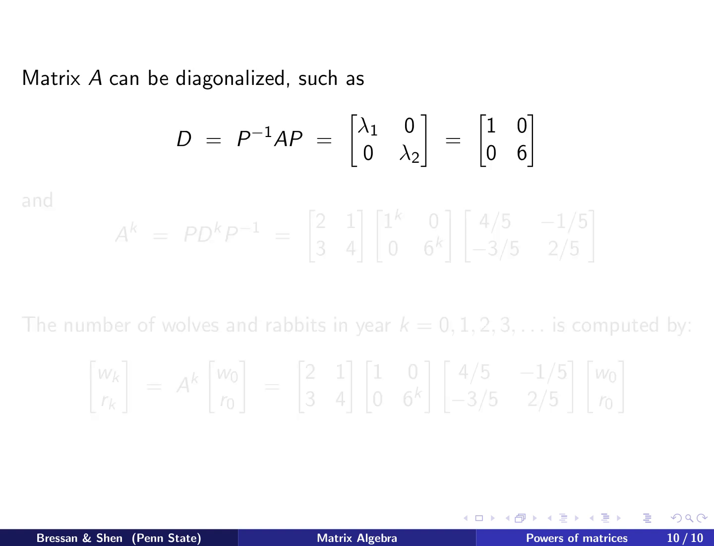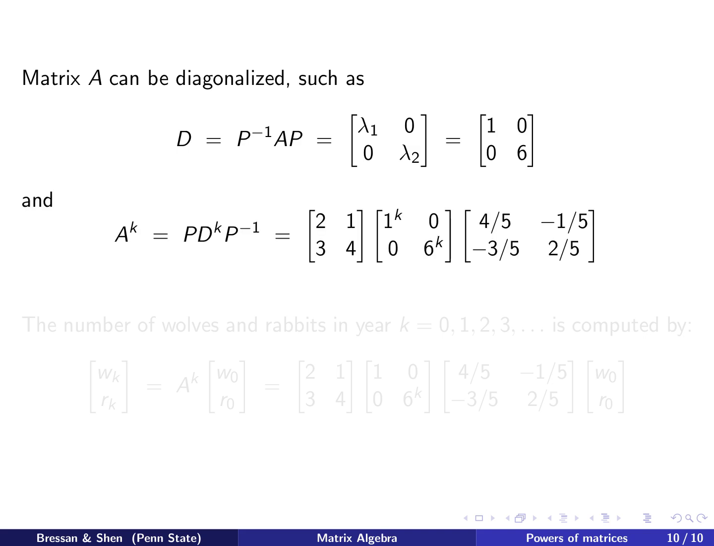And then we see that matrix A can be diagonalized. The diagonal matrix D equals P inverse times A times P, which has lambda 1 and lambda 2 on the diagonal, which will be 1 and 6 for this example. And now we can use the formula for the power of a matrix. A to the power k will equal P times D to the power k times P inverse. So we can put in the expressions of these three matrices. We know all of them. That's P, that's P inverse, and that's D to the power k, which is just taking the power on the diagonal.